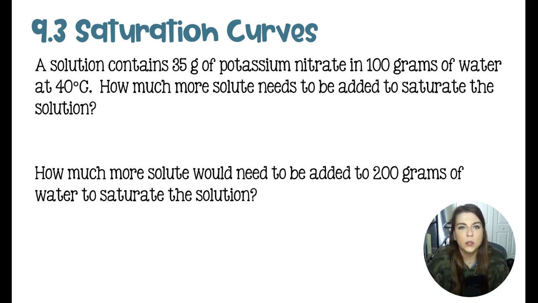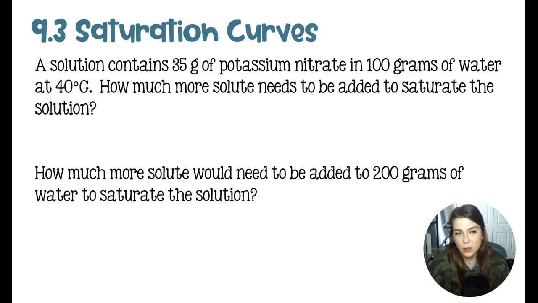And in this case, we are looking at the curve for potassium nitrate. Most of those curves have formulas on them, so you'll have to take that potassium nitrate name and convert it to a formula. And the question asks, a solution of 35 grams of potassium nitrate in 100 grams of water. That's not even a statement. We have a solution containing 35 grams of potassium nitrate in 100 grams of water at 40 degrees Celsius. The question is, how much more solute needs to be added in order to saturate the solution?